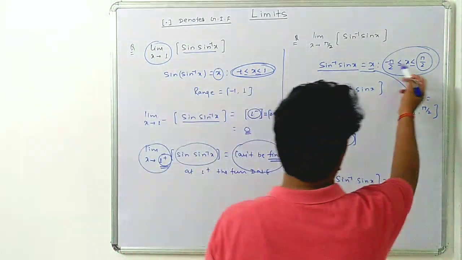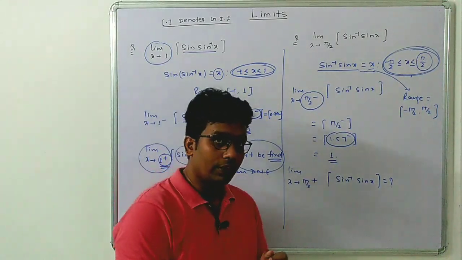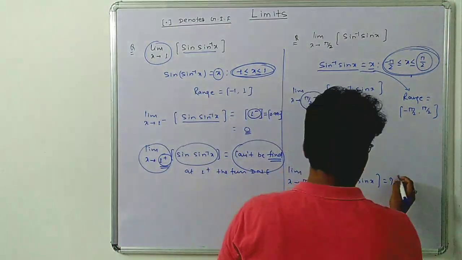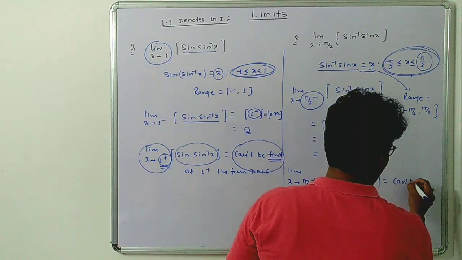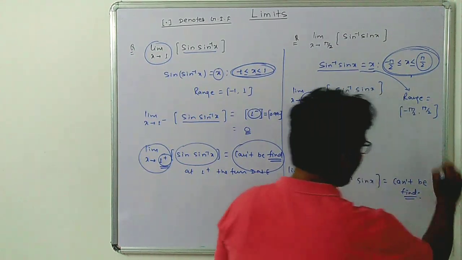Again, since the domain is from minus pi by 2 to plus pi by 2 only, this is again not defined. The function does not exist for pi by 2 plus, so this cannot be determined, this cannot be found, right. So that's the answer.